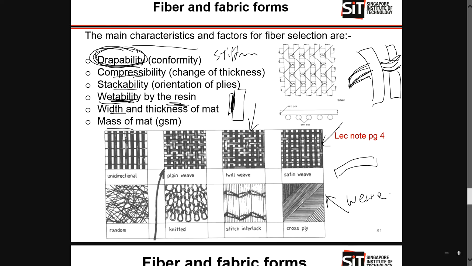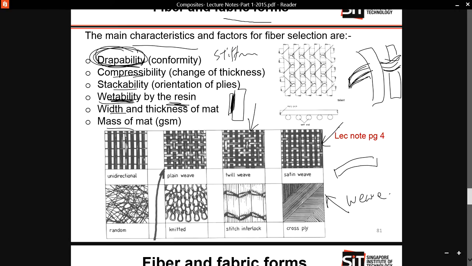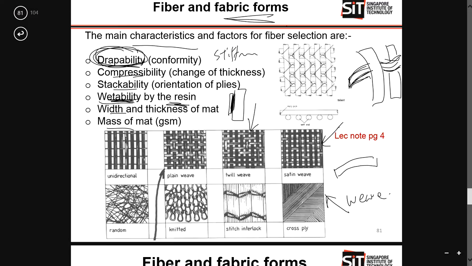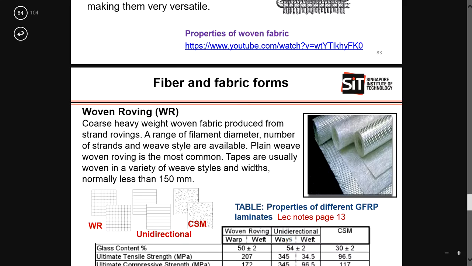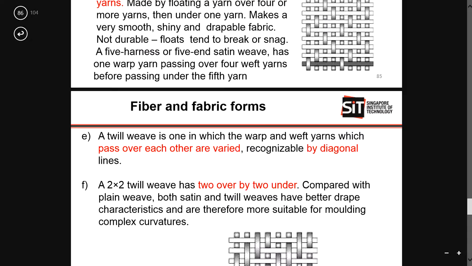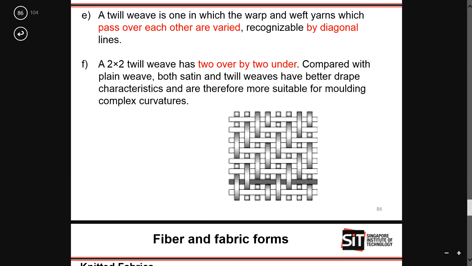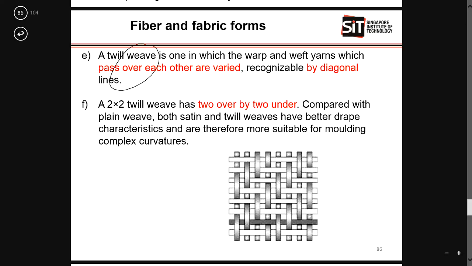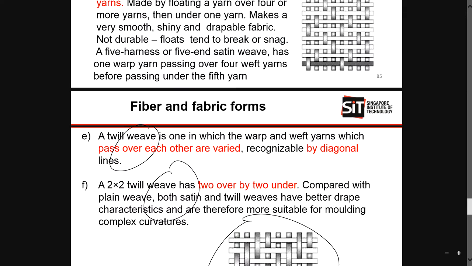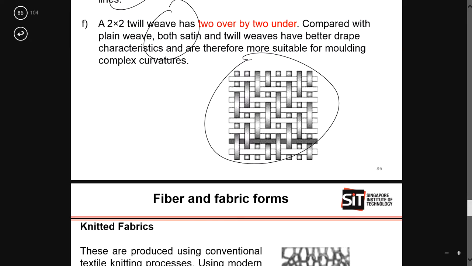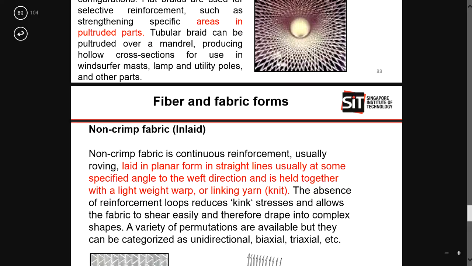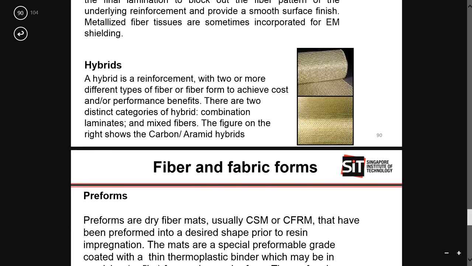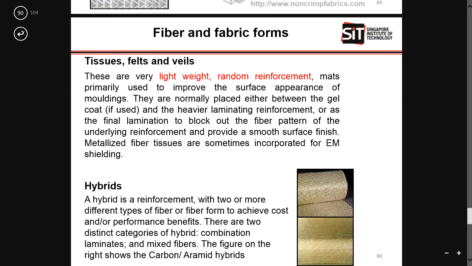Also, you may want to know what the types of fabric are. The types of fabric are unidirectional, plain weave, twill weave, and things like that, which we have discussed quite heavily in the past. So these are all the fiber and fabric forms. You have your twill weave. Each of these is being rearranged, so your fibers are being rearranged. But I believe that these are all your fibers and your fabrics.